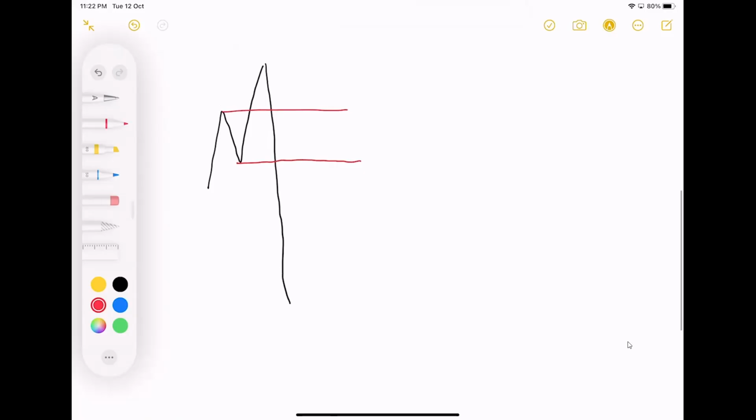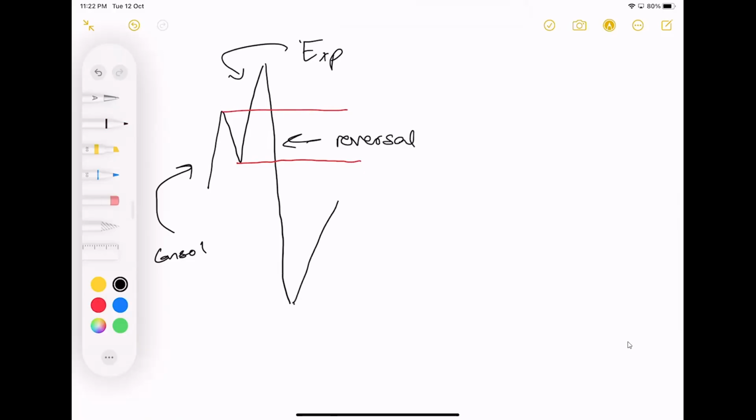By now you should understand that this is your consolidation, expansion, reversal. What is next? Next is the retracement reversal. I leave that for you to find out, but that's not the point over here.